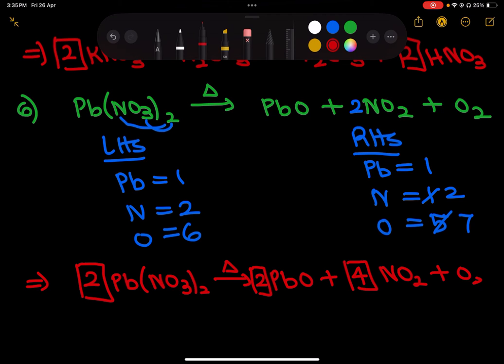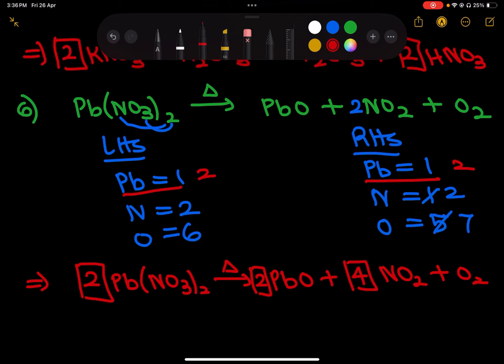plus O2. Okay, so the main trick is that though the lead are already balanced, you still have to put a 2 on both sides. You have to make it 2 here. Okay, so that's the main thing which is confusing a bit. I did not get it my first time when my teacher asked me to balance it. I also did not get it. Okay, so it's a bit difficult, but you can remember it directly.